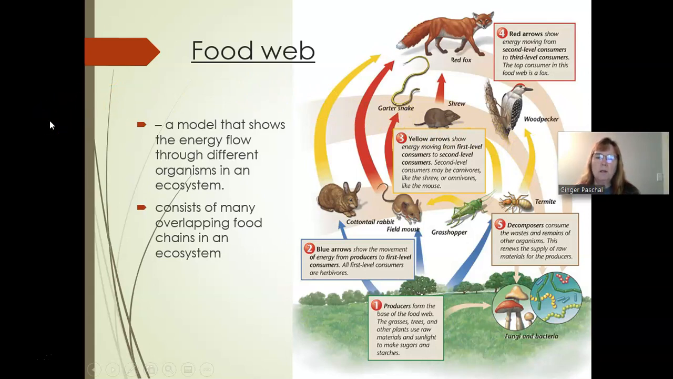So a food web is a model that shows the energy flow through different organisms in each ecosystem. It consists of many overlapping food chains. You can see here the red arrows show the energy moving from the secondary consumer to the tertiary consumer. You can also see that we've got the yellow arrows showing the first level energy being transferred to the second level consumer, and so on. Anytime you see an arrow, the arrow head is at the organism that is doing the consuming.